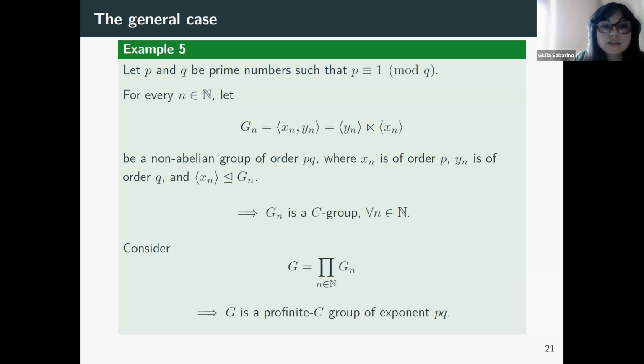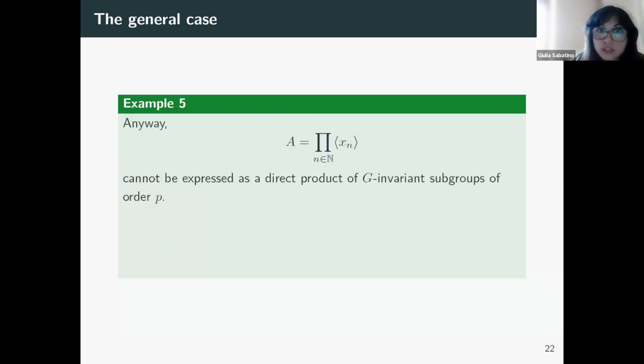So let's consider the Cartesian product of all these Gn. It is a Cartesian product of C groups, so it's profinite C. Moreover, it has finite exponent because the exponent is PQ. Anyway, if we consider its subgroup that we call A, generated by all the xn, this is a Cartesian product of the xn.